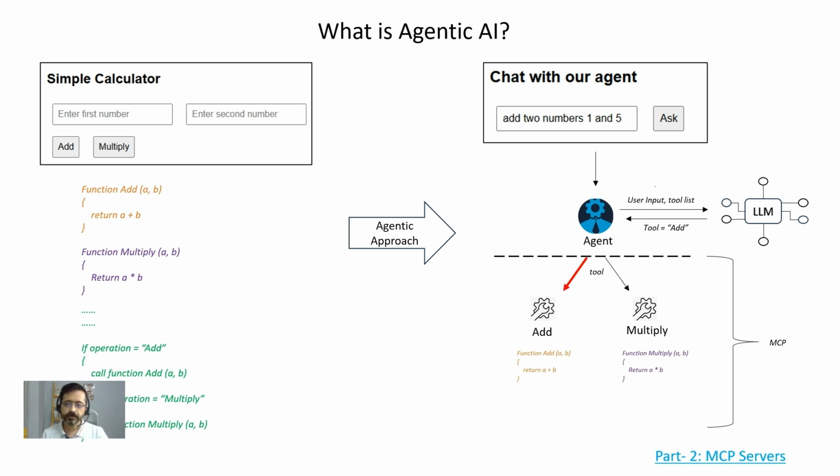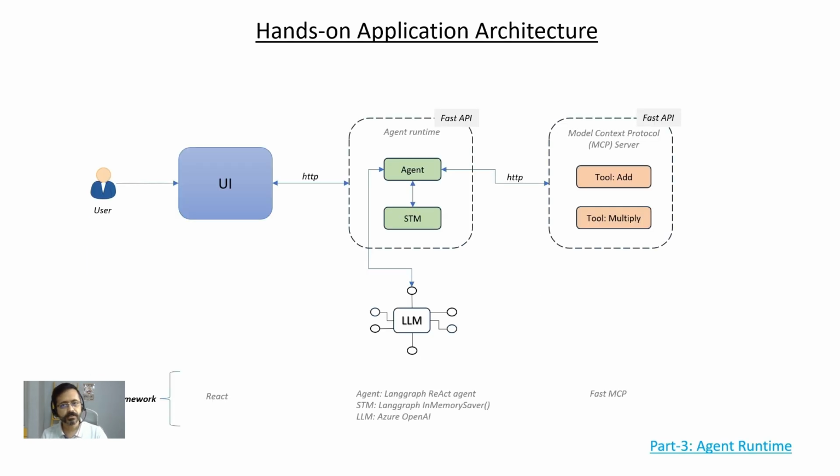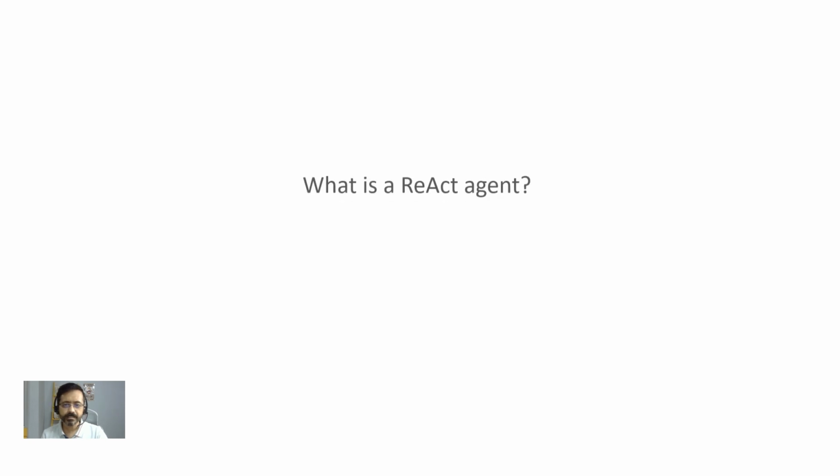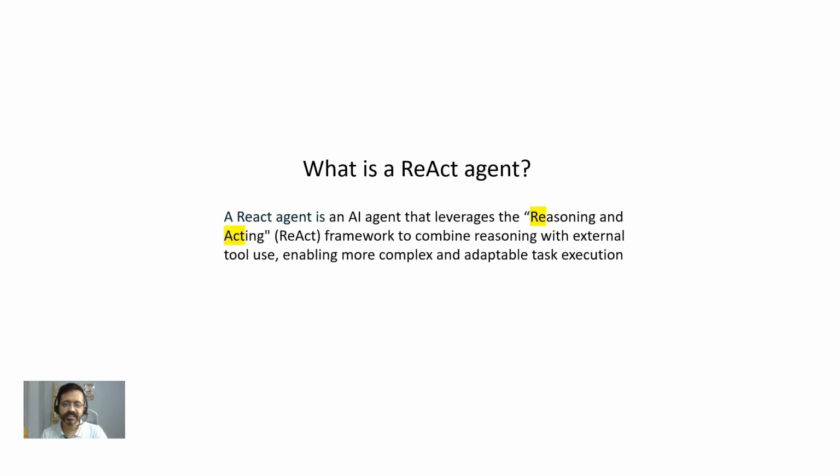So, as you know, today we are going to discuss agents, ReAct agents. In terms of hands-on application architecture, this is the layer that we are going to implement today. Before we start, let's discuss what a ReAct agent is. A ReAct agent is nothing but an agent which leverages the reasoning and acting framework. So Re comes from reasoning and Act comes from acting. I would like to quickly jump onto Visual Studio Code where we will implement this ReAct agent.